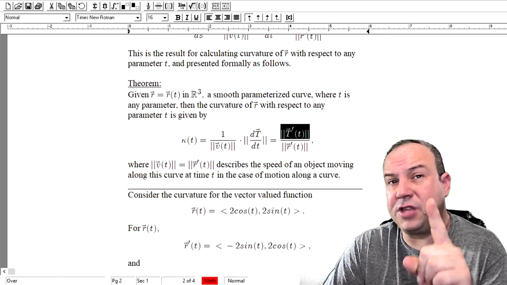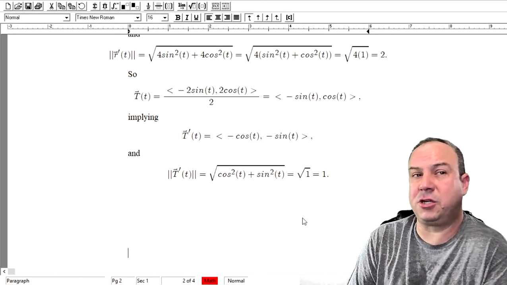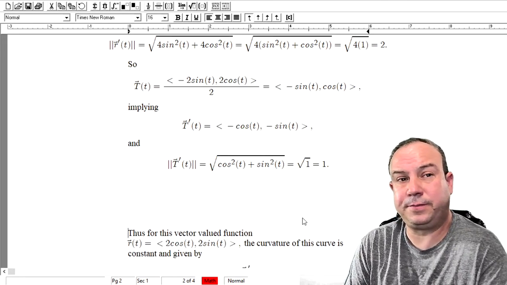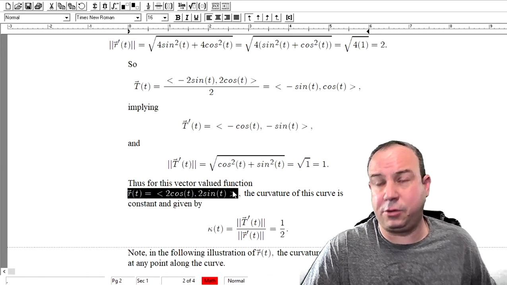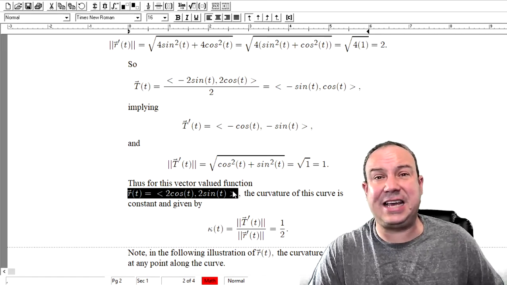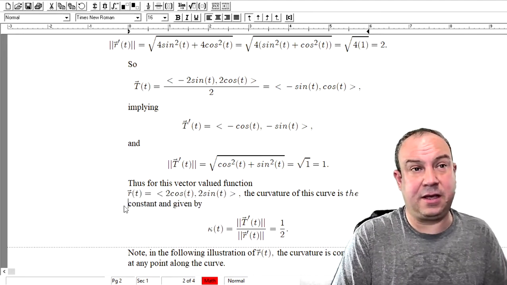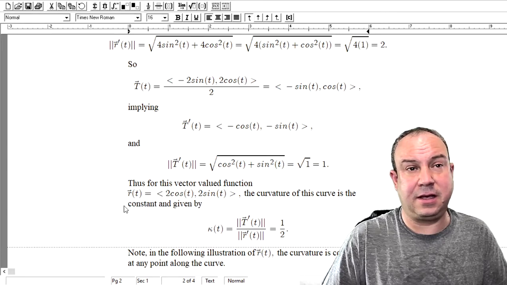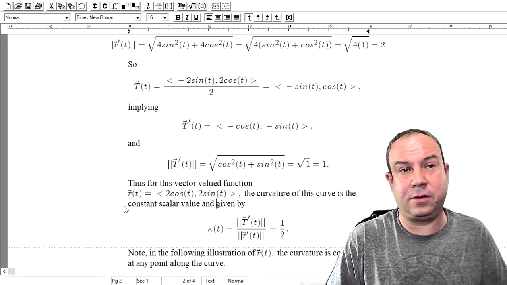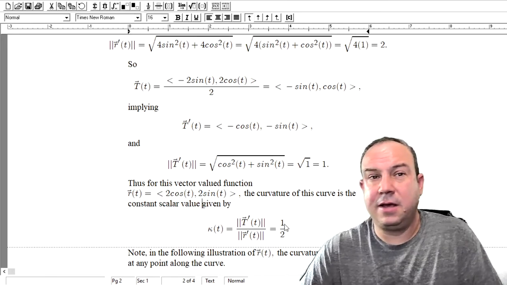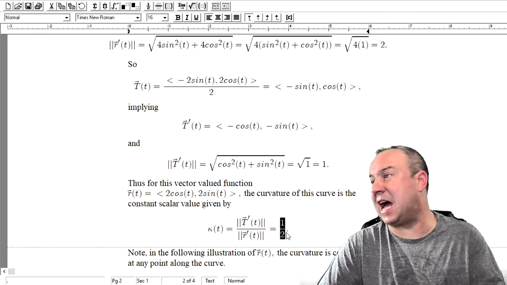And if we arrange that numerator's constant value of 1 over the denominator's constant value of 2, we get the scalar measurement for curvature here, folks. Thus, for the vector valued function r bar of t equal to 2 cosine t, 2 sine t, the curvature is a constant scalar value given by the following: kappa of t, this function of t, is equal to 1/2, a constant function.